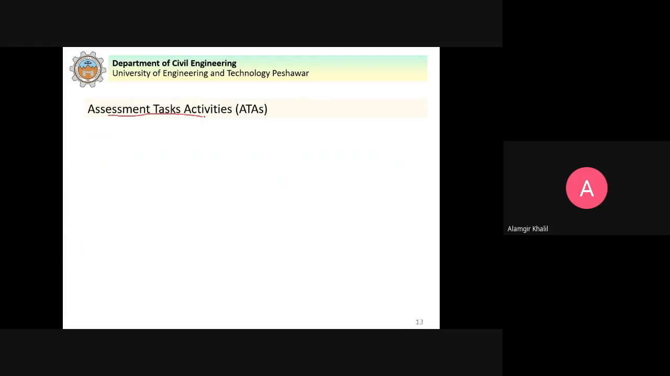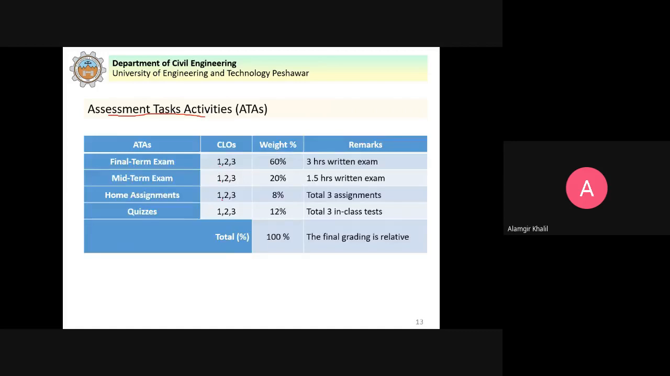Assessment task activities. So the distribution of 100%, that includes 20% for the sessional marks, that is your home assignment and quizzes, making total 20%. Because this is a 3 credit hour course, we will have total 3 in-class tests. So if the classes continue online, we will have online quizzes, and there will be 3 take home assignments.